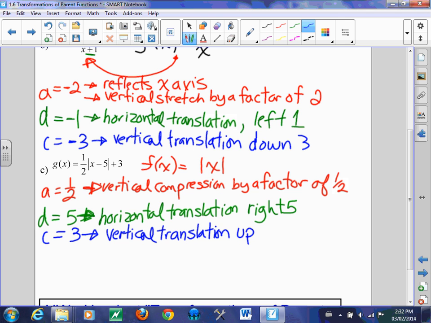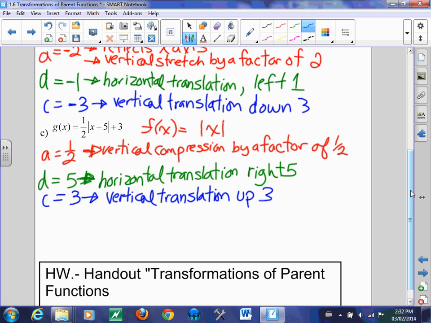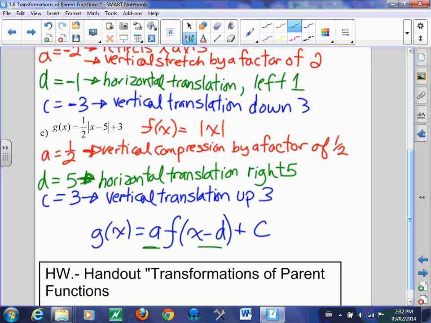up 3. Just remember, ladies and gentlemen, I'm just going to summarize before we end up here. So we've got our formula, and it's g at x equals a f x minus d plus c. Just remember that a is usually out front except for the absolute value sign where it's up top. X is minus d and plus c is always at the end.